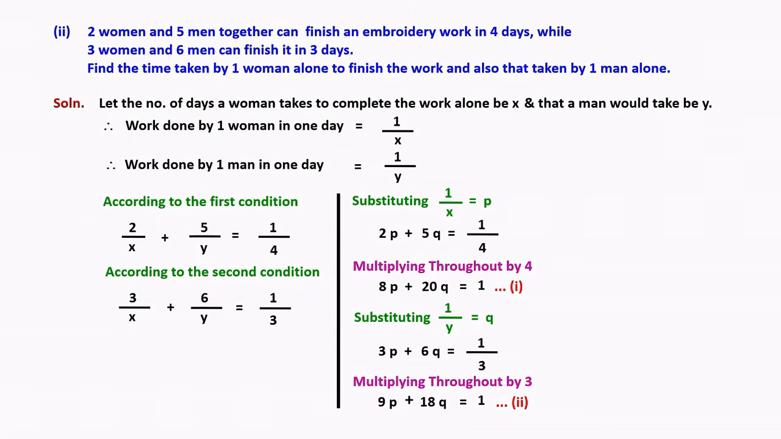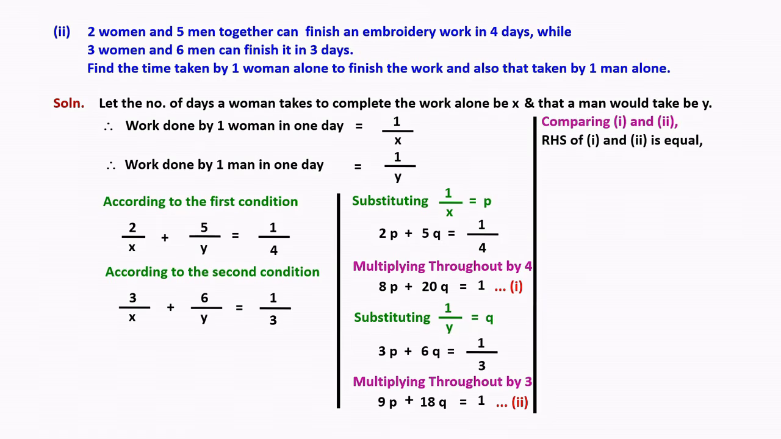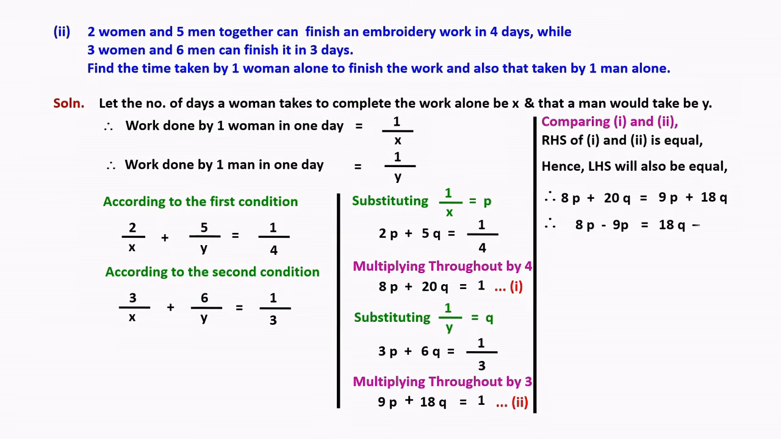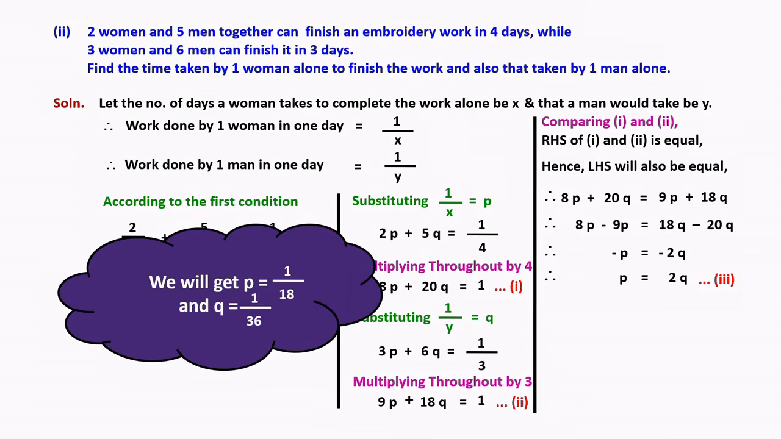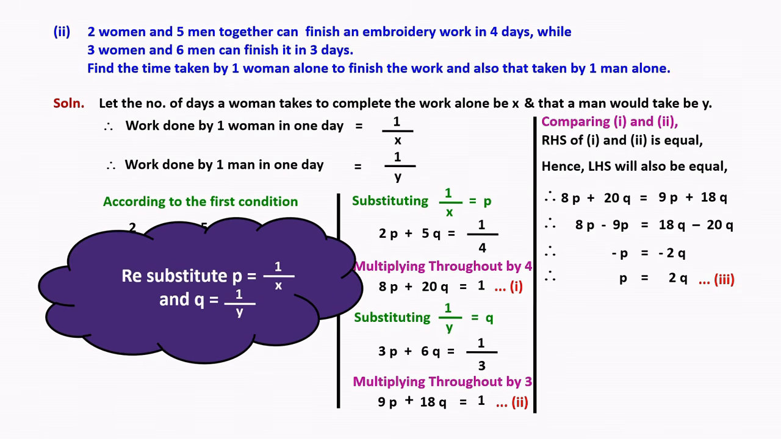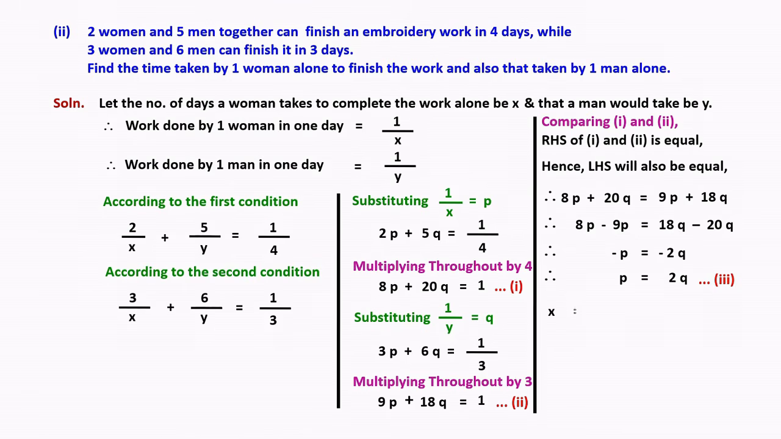Now comparing equation 1 and equation 2. 8P plus 20Q equals 9P plus 18Q. Rearranging, minus P equals minus 2Q. So P equals 2Q. This is equation 3. Now, solving by substitution method. By substituting equation 3 into equation 1, we get P equals 1 by 18 and Q equals 1 by 36.